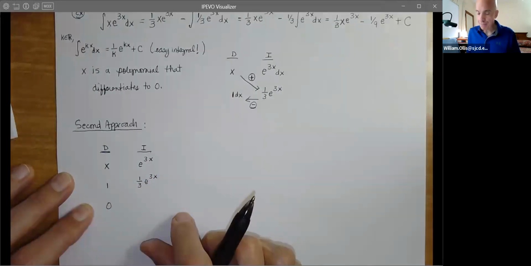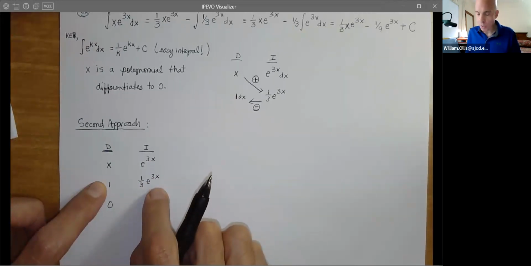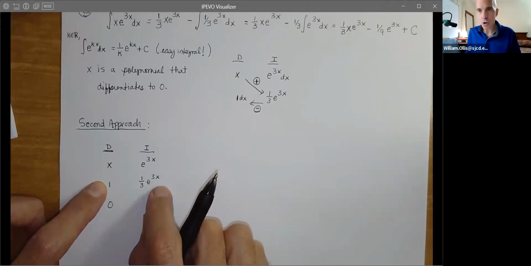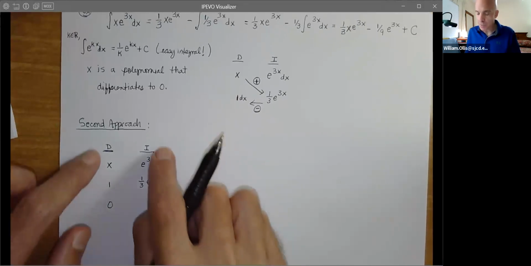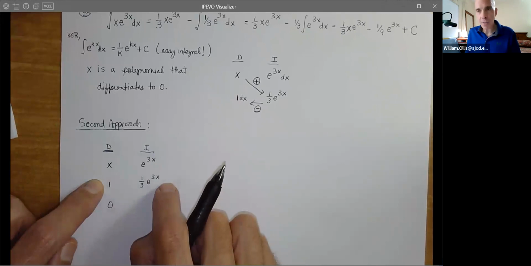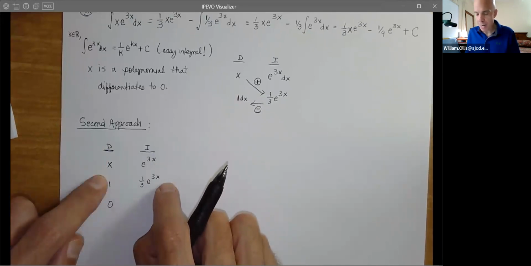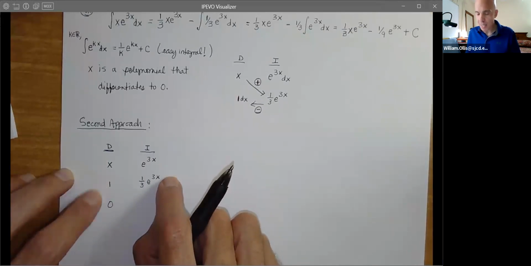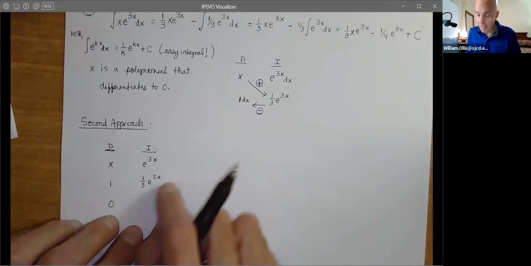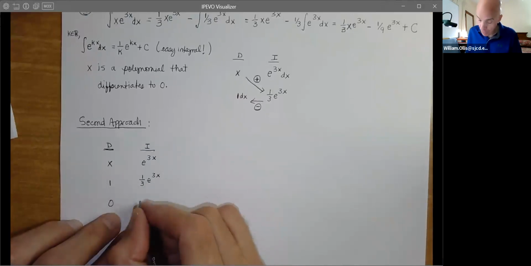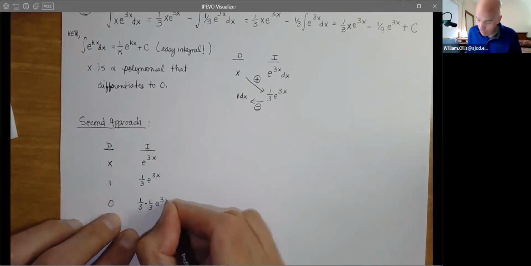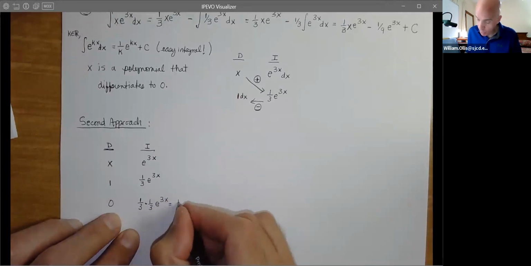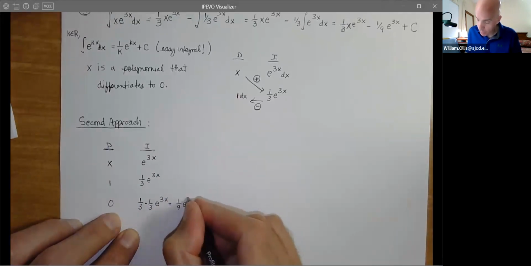Now, here's the thing. This would be a new integration by parts right here. So I'm going to start over again. That is, now I've generated a new integral, and now I'm going to apply integration by parts. Here's the first pass. Here will be the second pass. Well, the second pass, if I differentiate again, I get 0. And if I integrate again, I get 1/3 times 1/3. So this will be 1/3 times 1/3 e to the 3x, which is 1/9 e to the 3x.